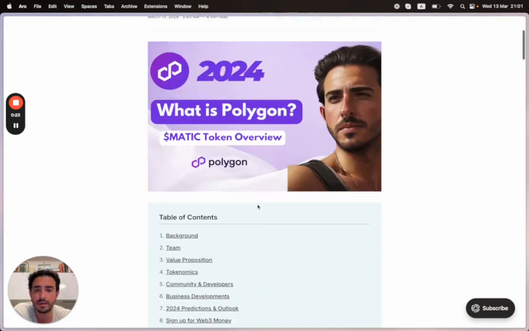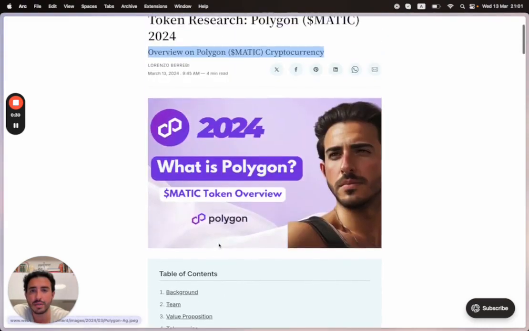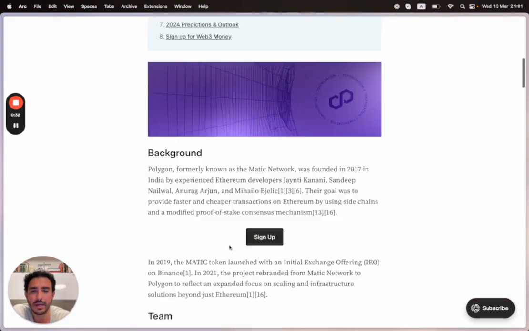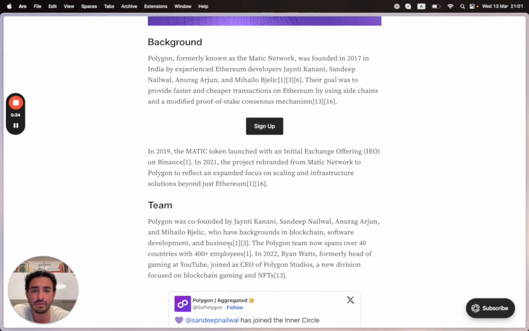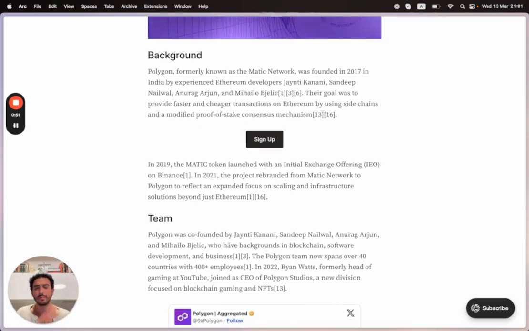As always, if you check out our article, you'll have the background, team, and very in-depth information about the Polygon Matic network. It's high-level stuff, but still in detail. We're not going to go into the technicalities of what the blockchain does, since that's more for the technical side. This is just to understand the place of Polygon inside the ecosystem. So let's talk about the background.